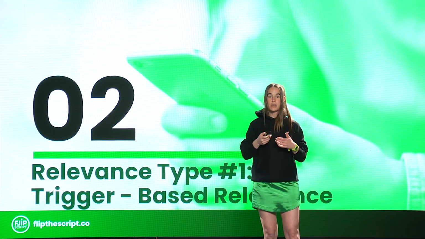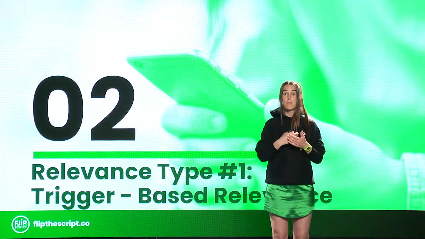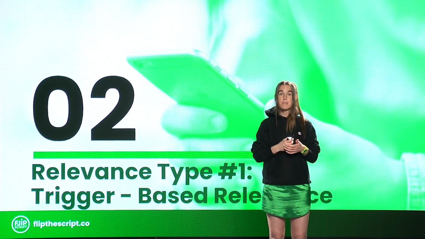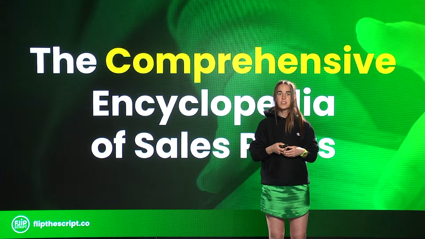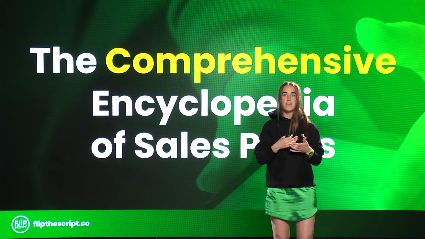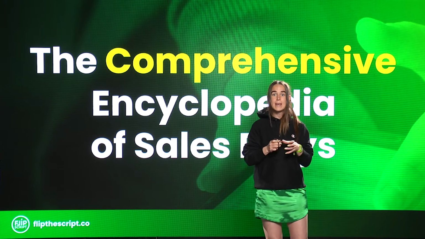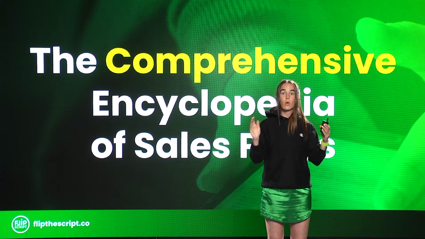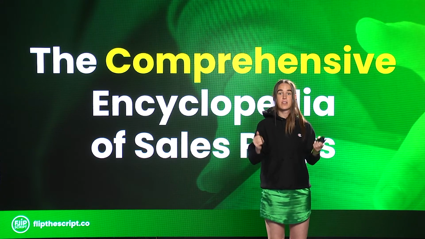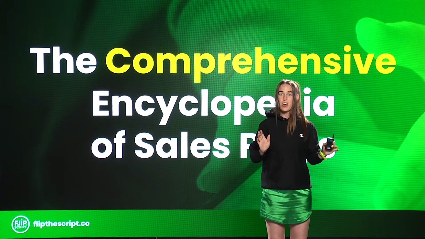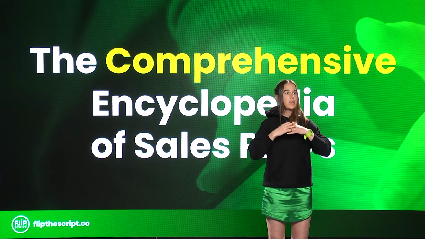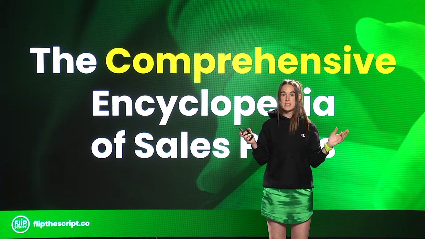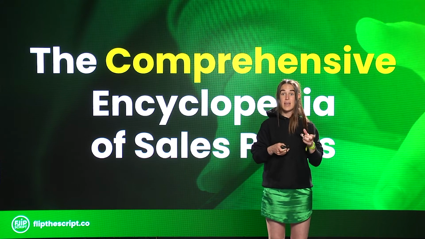So I now want to go into relevance type number 1, which is relevance based on some type of trigger or some type of movement of the prospect. To do this, if you would do me a favor, go to the written hub on the flipthescript.co website and download the one sheet, or the comprehensive encyclopedia of sales plays. It's free. All you need is an email. And this will give you all of the different types of plays that you can run based on a trigger.